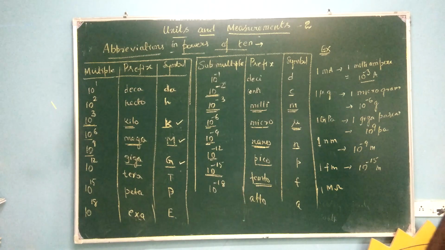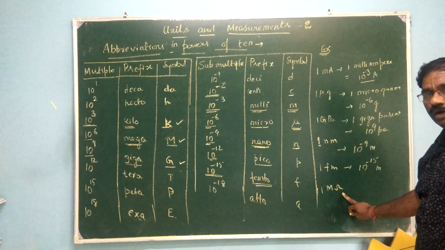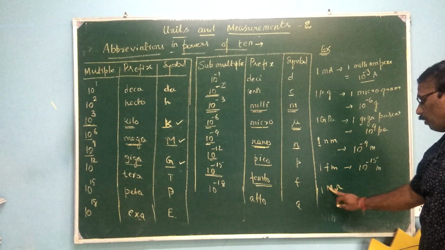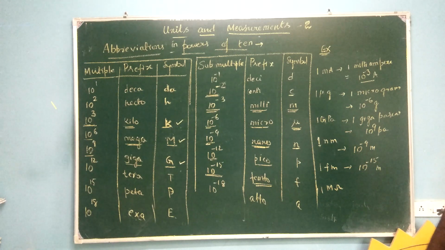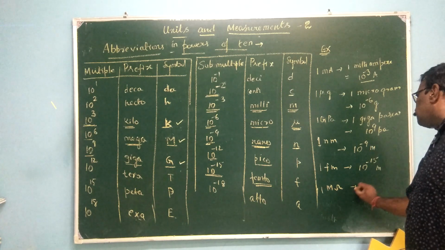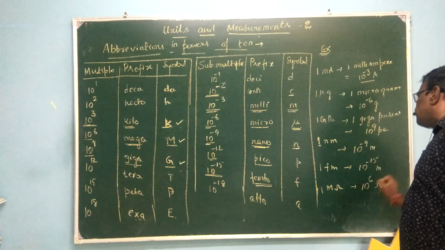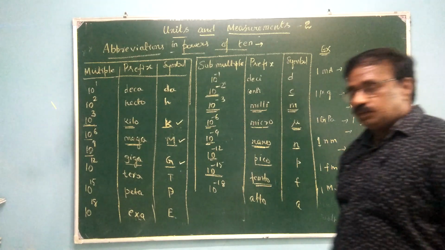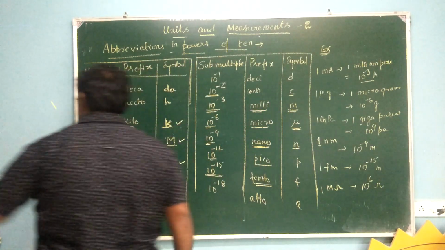1 capital M, and the symbol of this one is omega. Omega is for resistance. 1 mega ohm. That is the ohm symbol, no? Resistance. 1 mega ohm. Mega means 10 power 6 ohms. This is the way to represent. Understood? Any difficulty, ask.